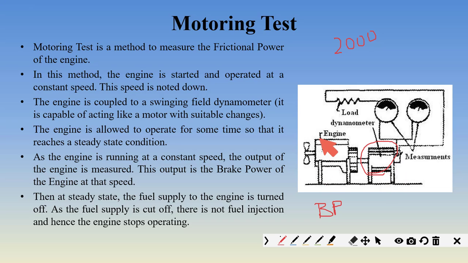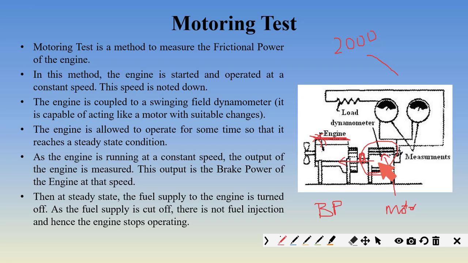Then we turn off the fuel supply to the engine, and at the same time, we hit a switch that converts this dynamometer into a motor. What is happening? The engine should ideally slow down, but the engine does not slow down. Why? Because this motor keeps on running and keeps the engine at the same RPM. So the engine is absorbing the energy from the motor.